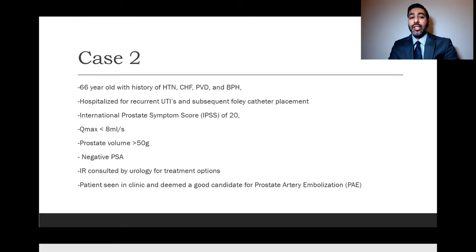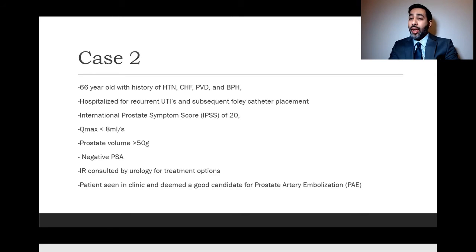We have a 66-year-old male with a history of hypertension, CHF, PVD, and BPH. Hospitalized for recurrent UTIs, subsequent Foley catheter placement, has an international prostate symptom score, IPSS, of 20, has a Qmax of less than 8 milliliters per second, prostate volume greater than 50 grams. Patient had a very large prostate gland, negative PSA. IR consulted by urology to see if there are any treatment options for his BPH.